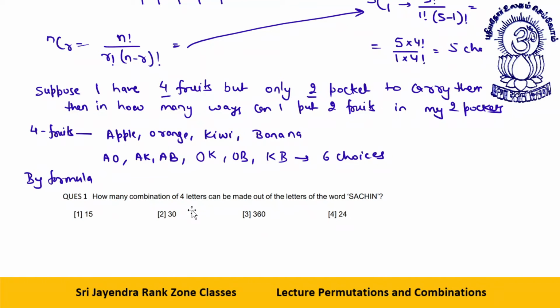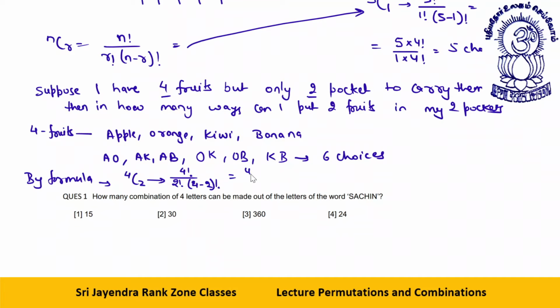In how many ways can I select 2 out of 4? That will be 4C2. Let's find the value of 4C2. I'll be very slow towards doing this. 4 factorial divided by 2 factorial into (4 minus 2) factorial. This is the number of ways of selecting.